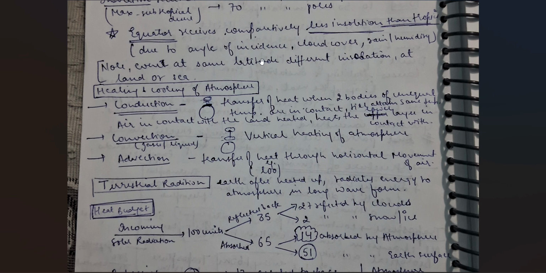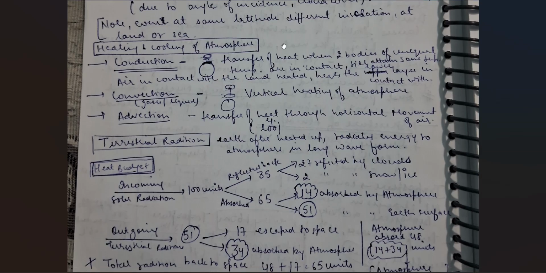One important point that they have mentioned is that even at the same latitudes, different insolation could be seen, like at land or sea, because of the concept of land or sea breeze, right? Okay. Then we have heating and cooling of the atmosphere.